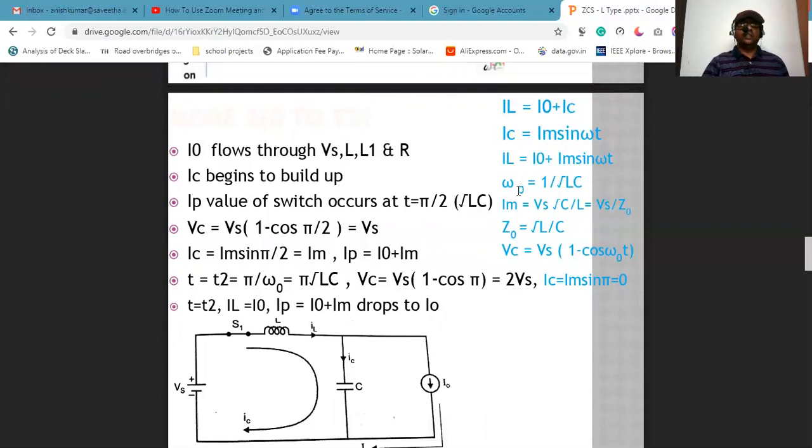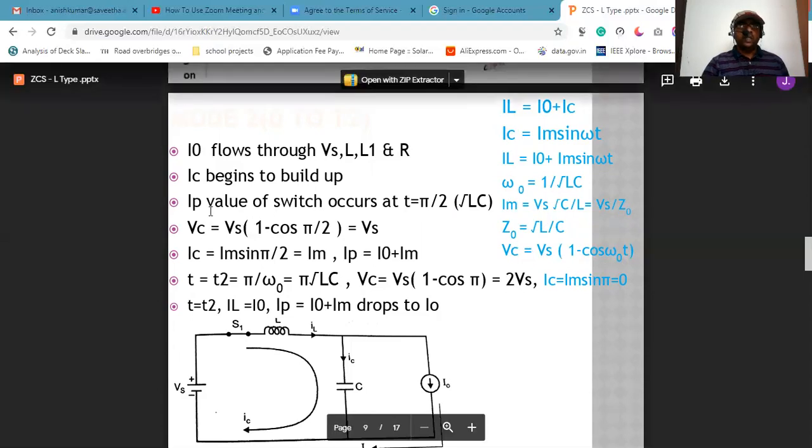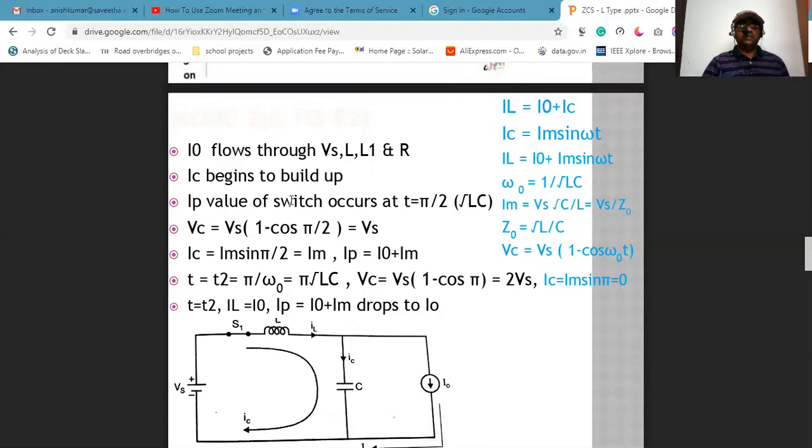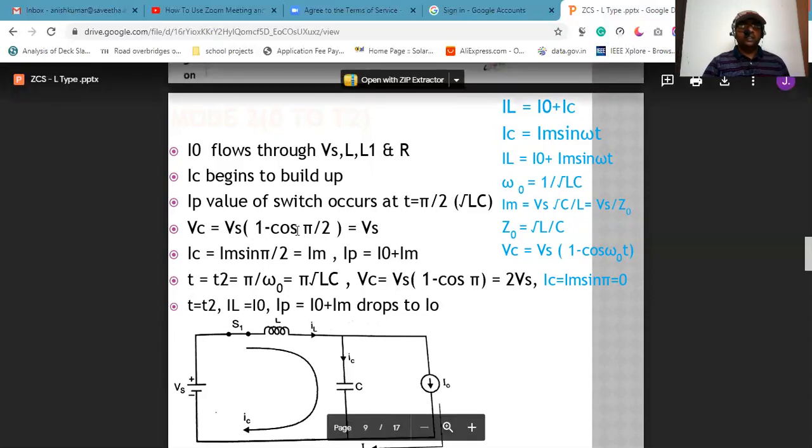You know, omega naught is equal to 1 by root LC. Angular frequency is equal to 1 by root LC. Substitute the value here. So Im is equal to Vs into square root of C by L. That root of C by L is nothing but the inverse of the impedance. So Z naught is equal to root of L by C. So the value of Vc is equal to Vs into 1 minus cos omega t. The peak value of the switch current occurs at time omega t is equal to pi by 2. Pi by 2 is 90 degrees. Substitute here.